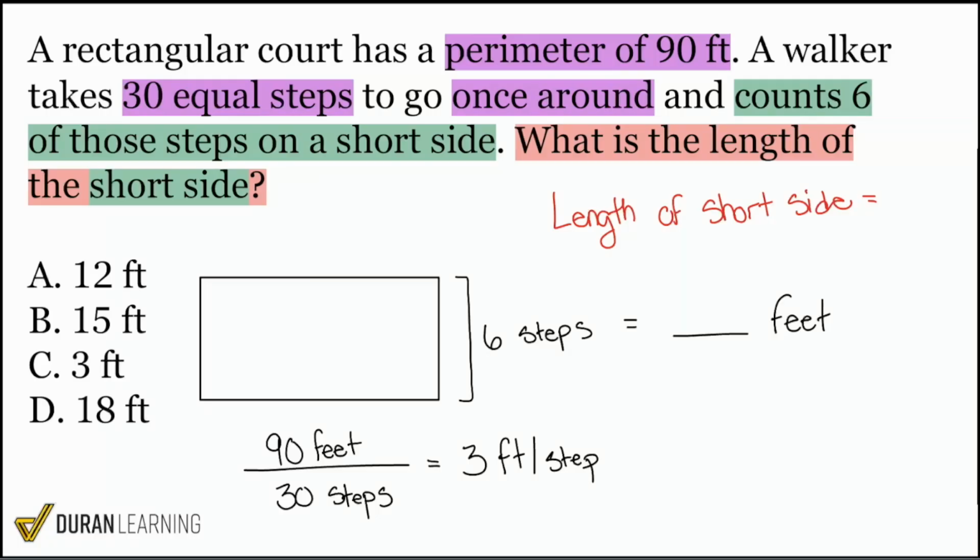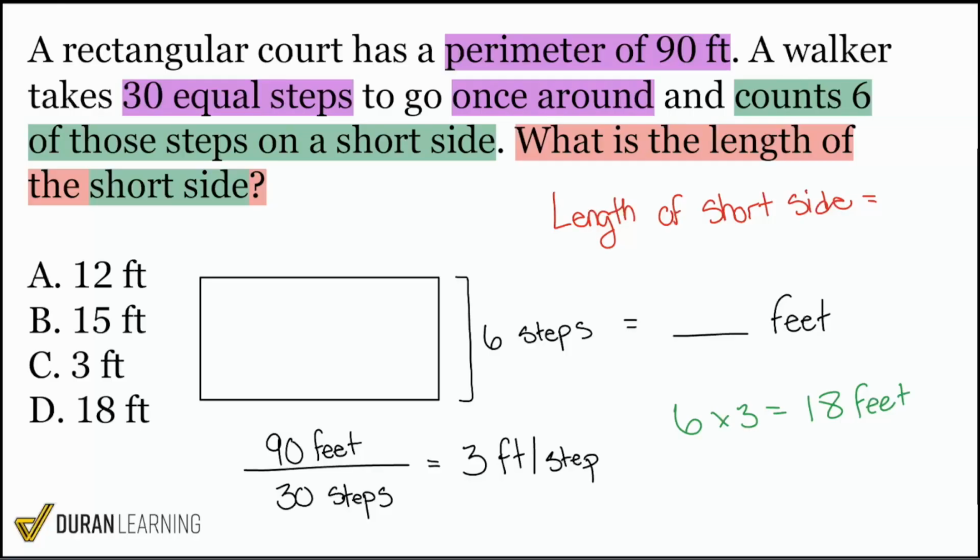Everybody, we have our answer here. Because we know that every step is 3 feet, and we took 6 steps to get that one side. Everybody help me out. What is 6 steps times 3 feet per step? What's that going to give us? 18. There we are. 18 feet.